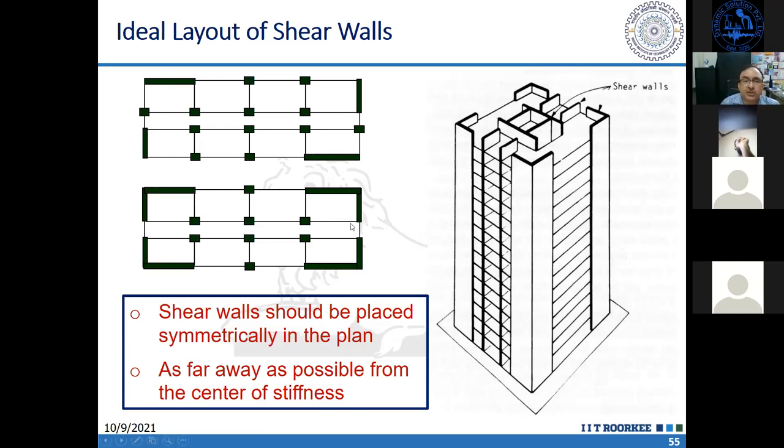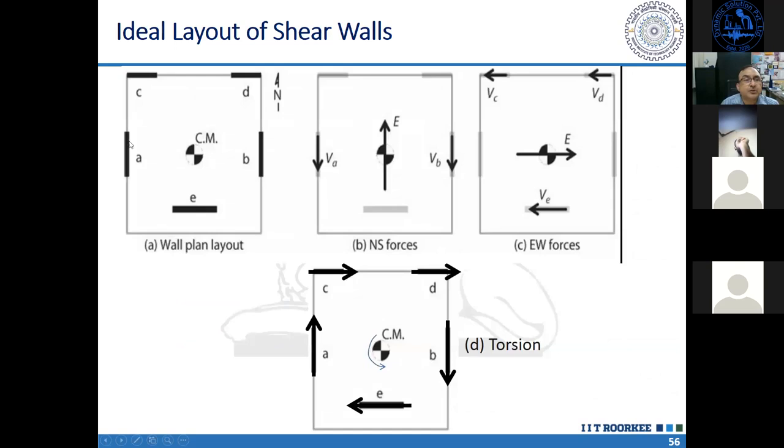I can show you with this plan. So suppose this is a building. Here, A, B, C, D, E are the shear walls provided. You can see that these shear walls are provided in such a way that A is balancing B, so that the center of stiffness is here near the center of mass. Then C and D together are balancing E, so that the center of C, D, and E is here at the center, so that there is no eccentricity, there is no torsion.